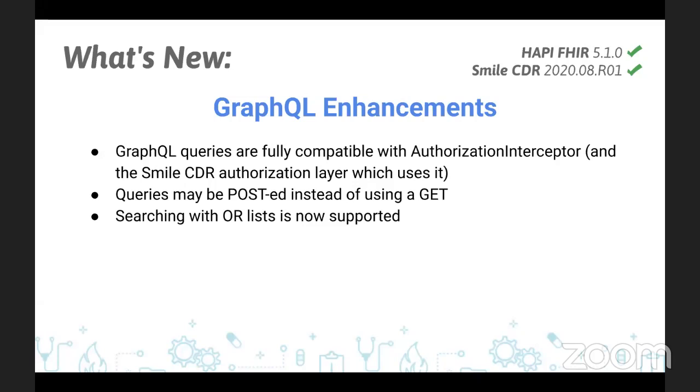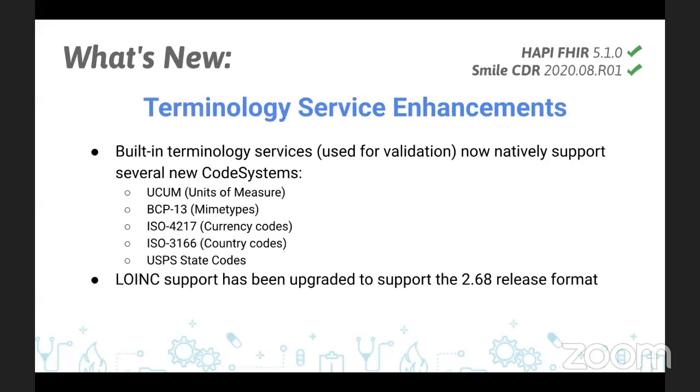It is fully possible for you to authorize GraphQL in such a way that if somebody tries to come up with a graph that dives into a resource that they shouldn't have access to, that will be blocked, which is great. Of course, security is good. So that has been added. A couple of other minor things as well. We now support posting GraphQL queries. Previously, they had to go on the URL in a GET, so that's been added. And OR lists in a search, which is a pretty basic feature of FHIR more generally, but is kind of a niche part of the GraphQL spec, has now been implemented as well.